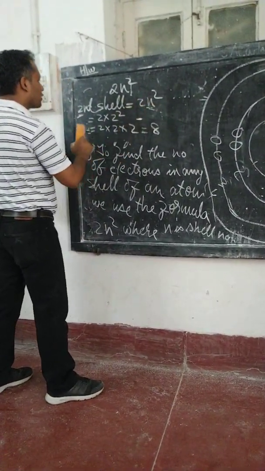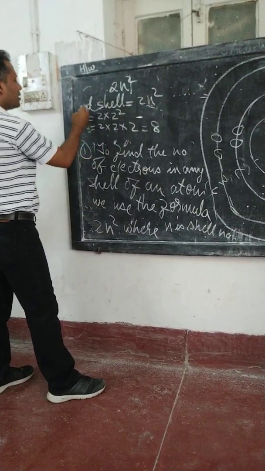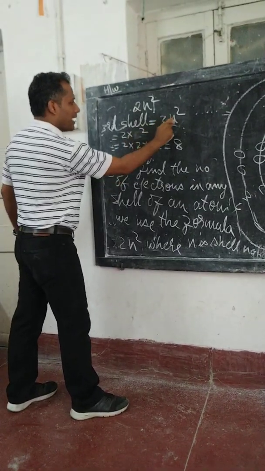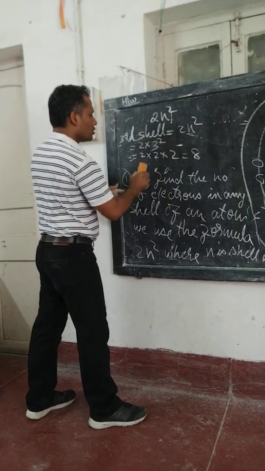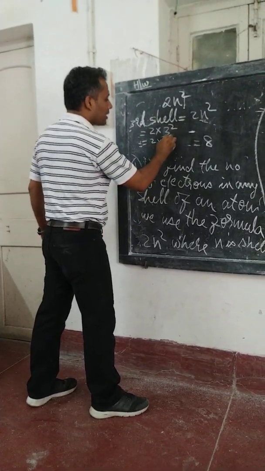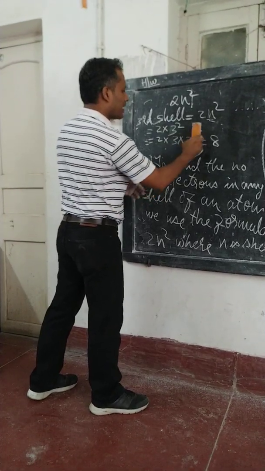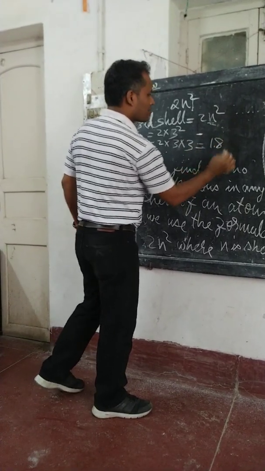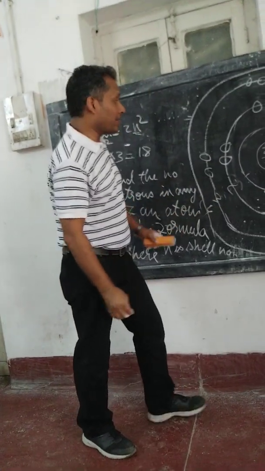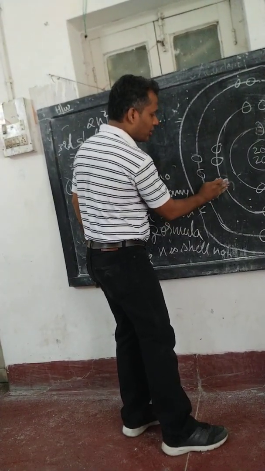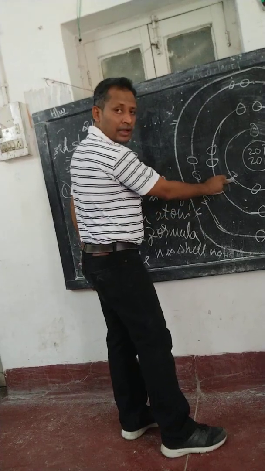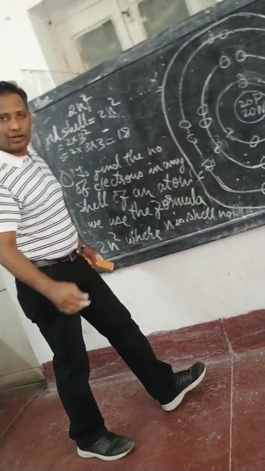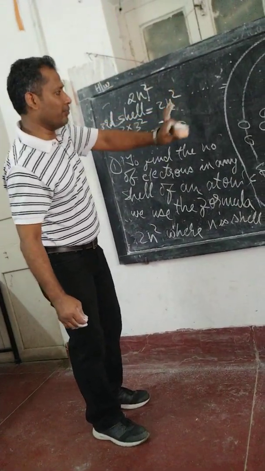Now the third shell. Again you use the formula 2n square. Instead of n's value 2, now it will be 3. So 3 square is 3 into 3, so 2 into 3 into 3, 6 into 3, 18. In the third shell, how many electrons can be there? In the first shell, 2 electrons. Second shell, you can have 8. Third shell, 18 electrons can be there. But we have put 8. We'll come to that. Why do we put only 8?